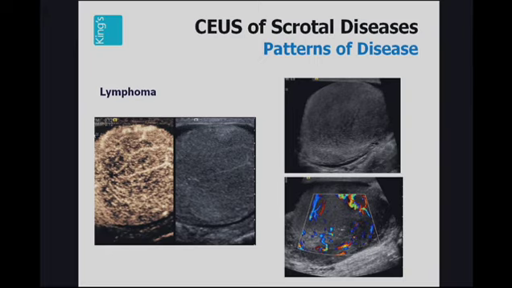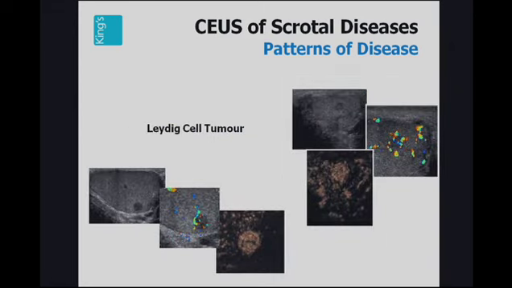histological types. For example, this is a Leydig cell tumor. Leydig cell tumors tend to be much more vascular than primary germ cell tumors, and the vascularity tends to last longer. However, this should not be used to differentiate this tumor from a primary germ cell tumor.